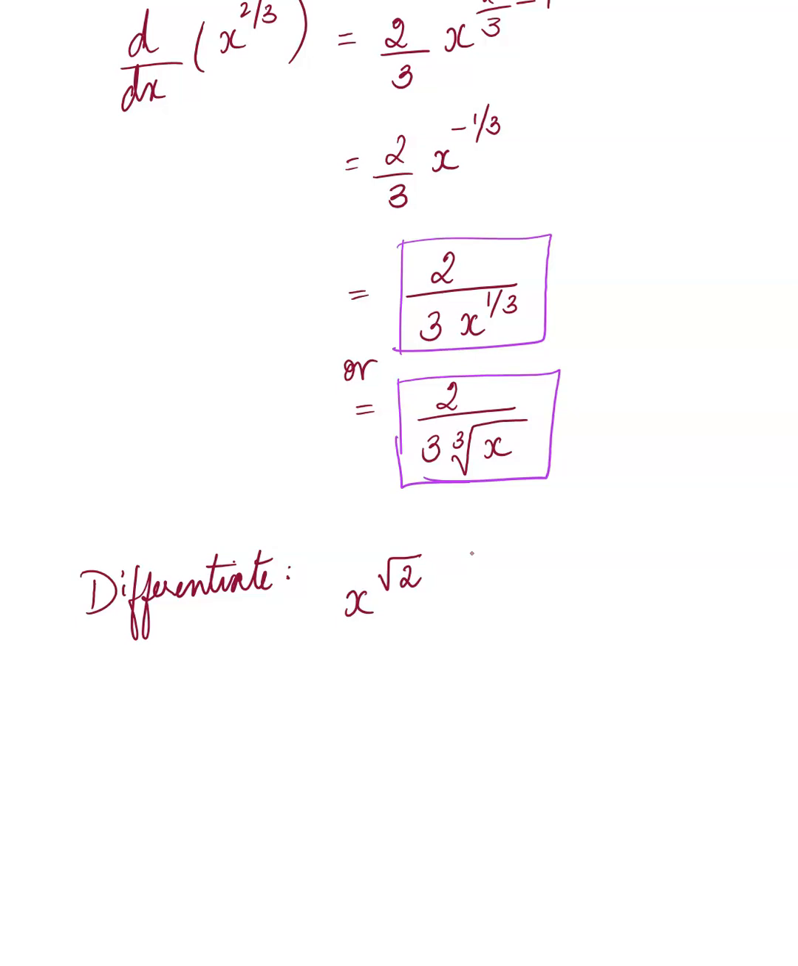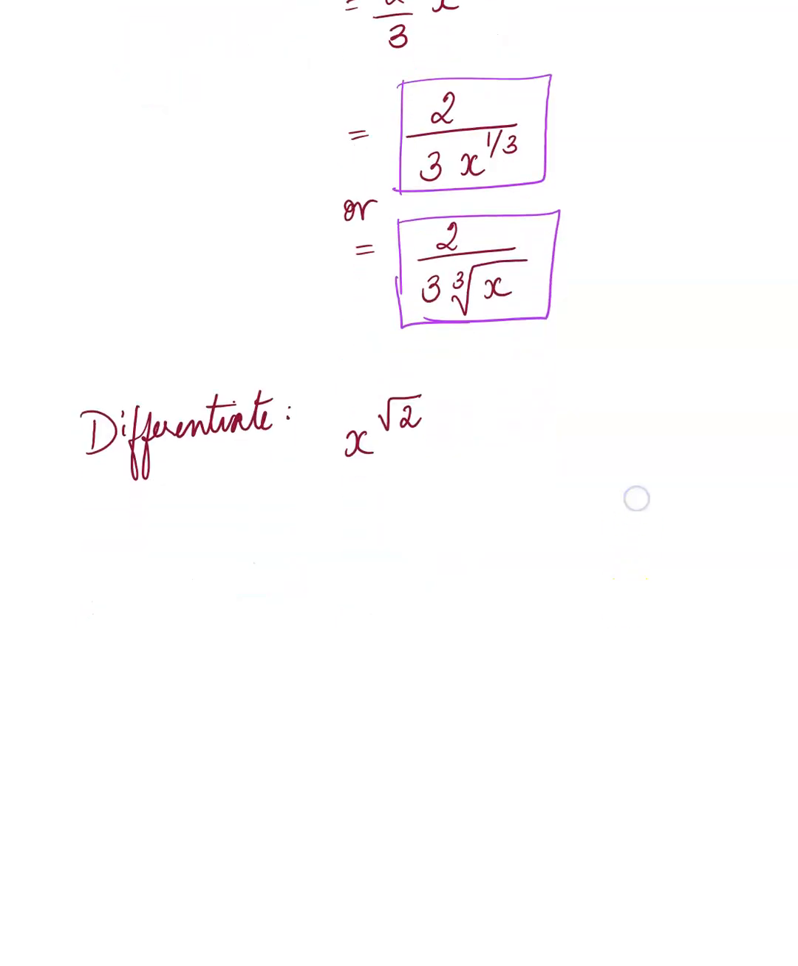It's not a variable. It's not some other letter. Therefore, we can use it. So although it looks a little strange, we can totally use the power rule. And so d over dx of the given function, x power root 2.